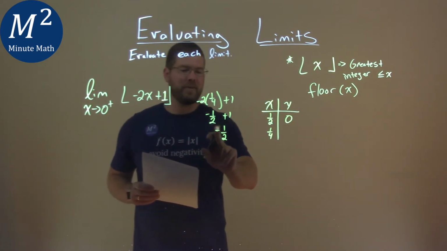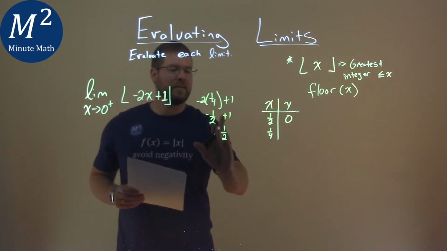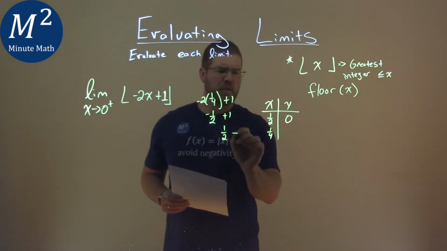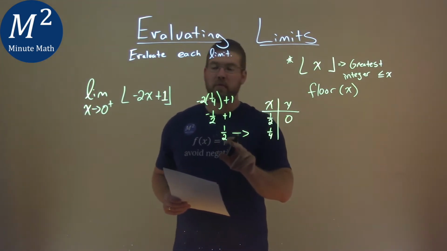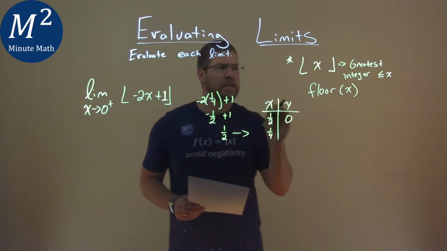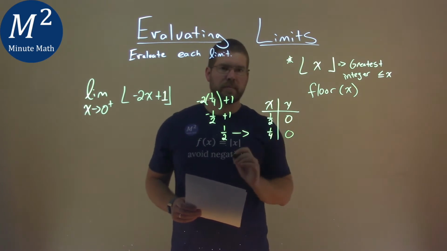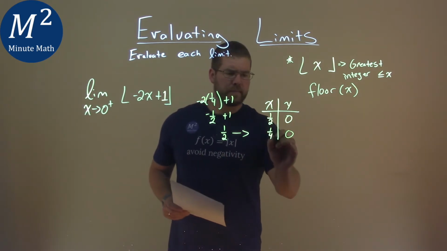That's our positive 1/2. Positive 1/2, I got thrown off here. All right, but I'm not going to plug just 1/2 in there. We're taking the floor of that output, the greatest integer less than or equal to that 1/2, which is 0. Let's do another one here.